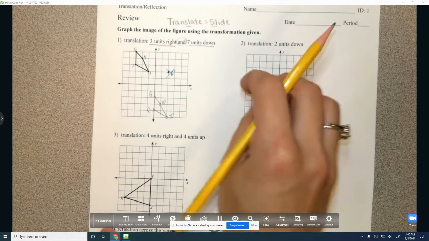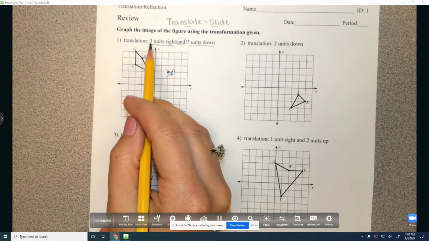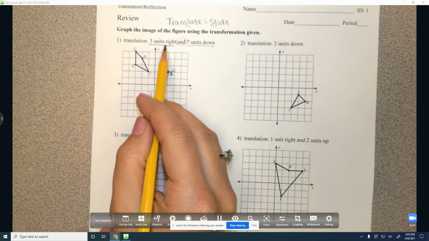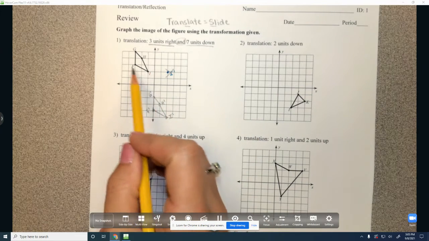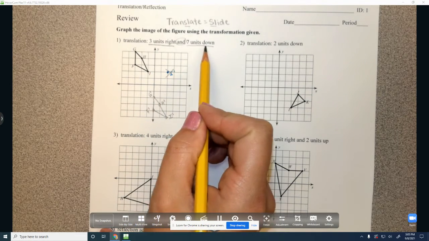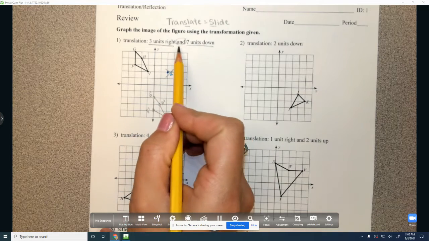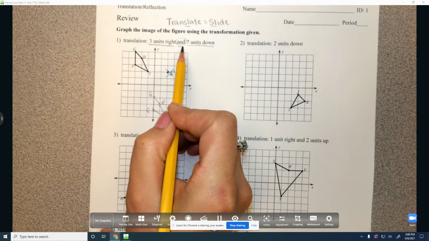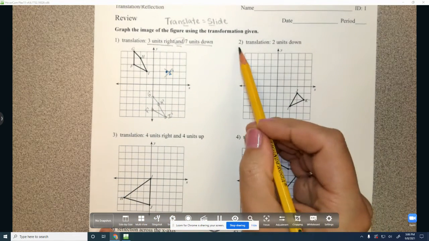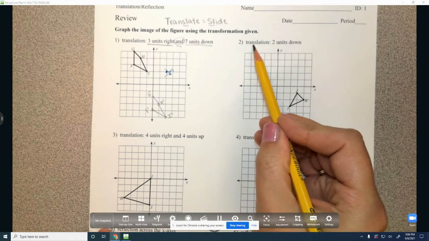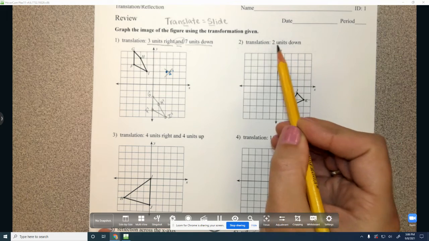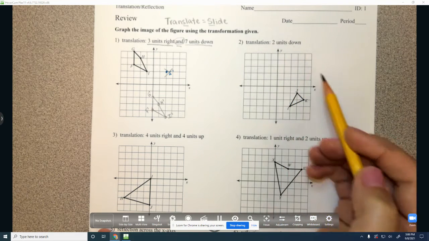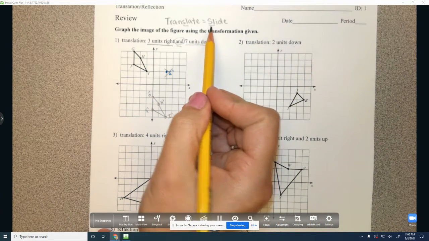I would get in the habit of always doing it in order, 3 units to the right and 7 units down, because it's going to totally screw everything up if you just go down or just to the right and you forget. So that "and" is important. But let's look at number 2. It tells us to do a translation 2 units down. So only 2 units down, a translation, and remember that means sliding again.